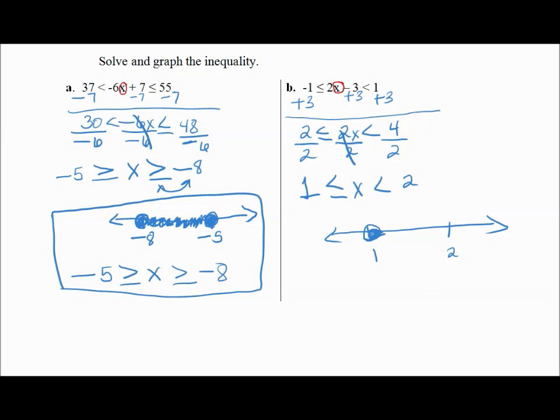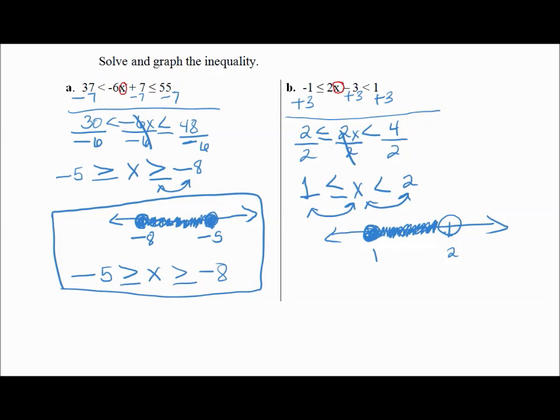1 is included in the solution, so make sure that you shade it in. 2 is not included. I want x's on this side. This is saying x is greater than 1. Anything greater than 1 to the left. This side says x is less than 2. Anything less than 2 would be to the left.